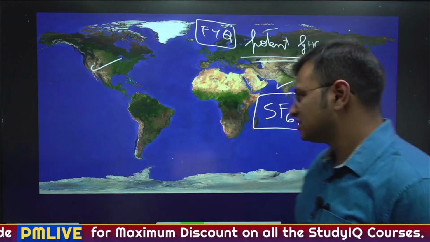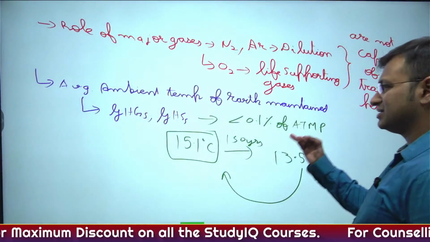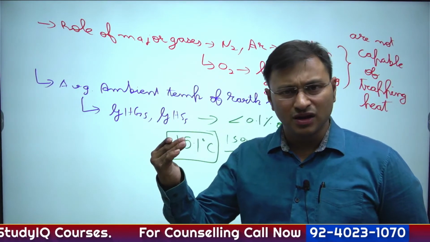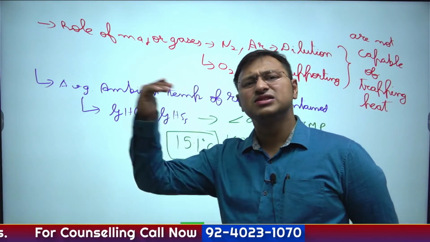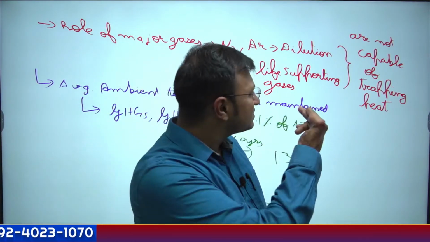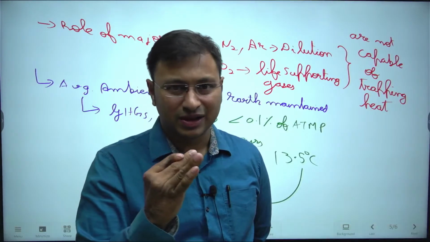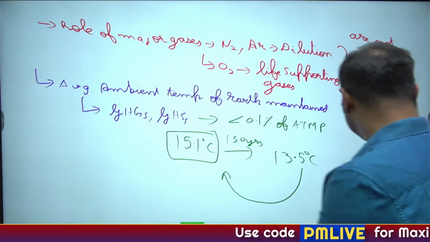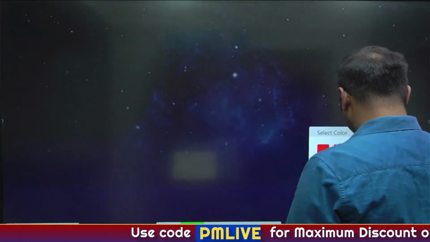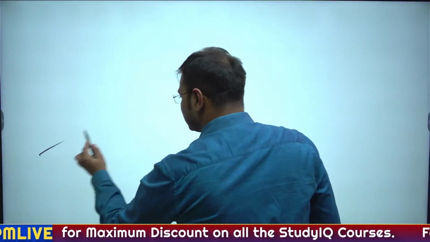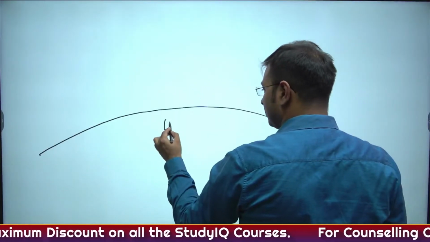Why? Because these greenhouse gases are trapping which heat? They are trapping the Earth's terrestrial heat. Terrestrial heat meaning, see, no gas in the atmosphere is capable of trapping the sun's heat directly. Then what actually heats up the atmosphere? The answer to this is really very simple. If I'm talking about the heating of the atmosphere, so see, this is the Earth, right?